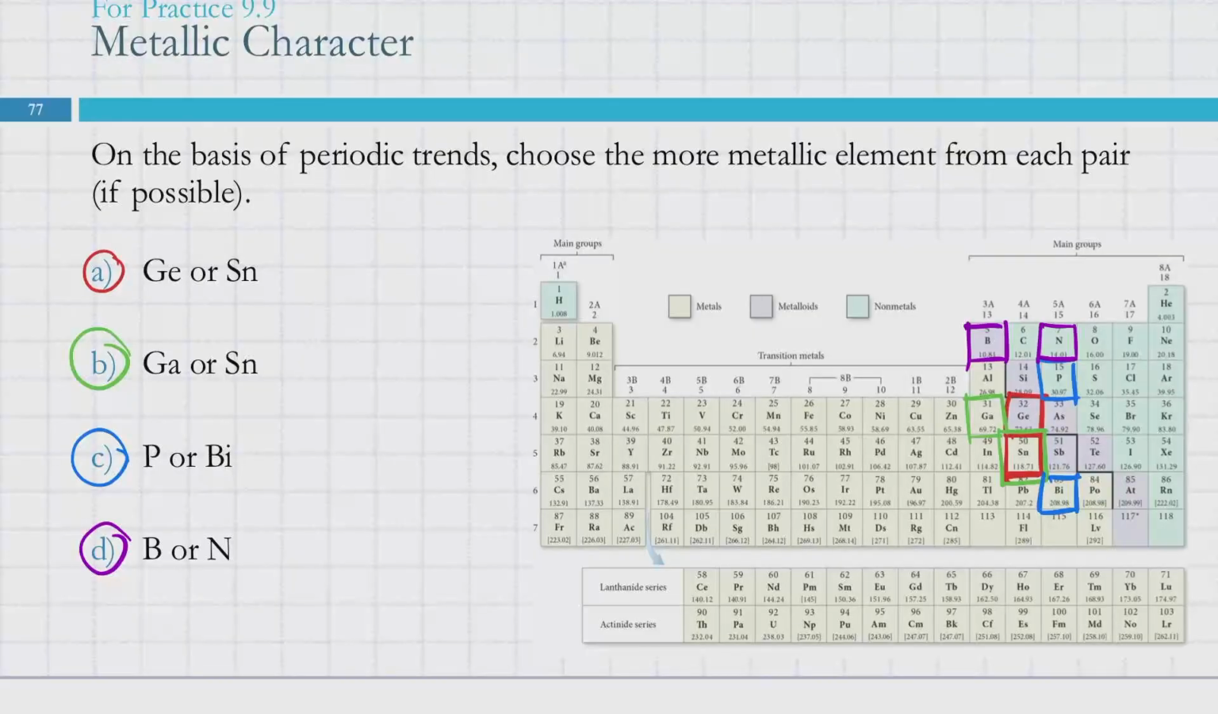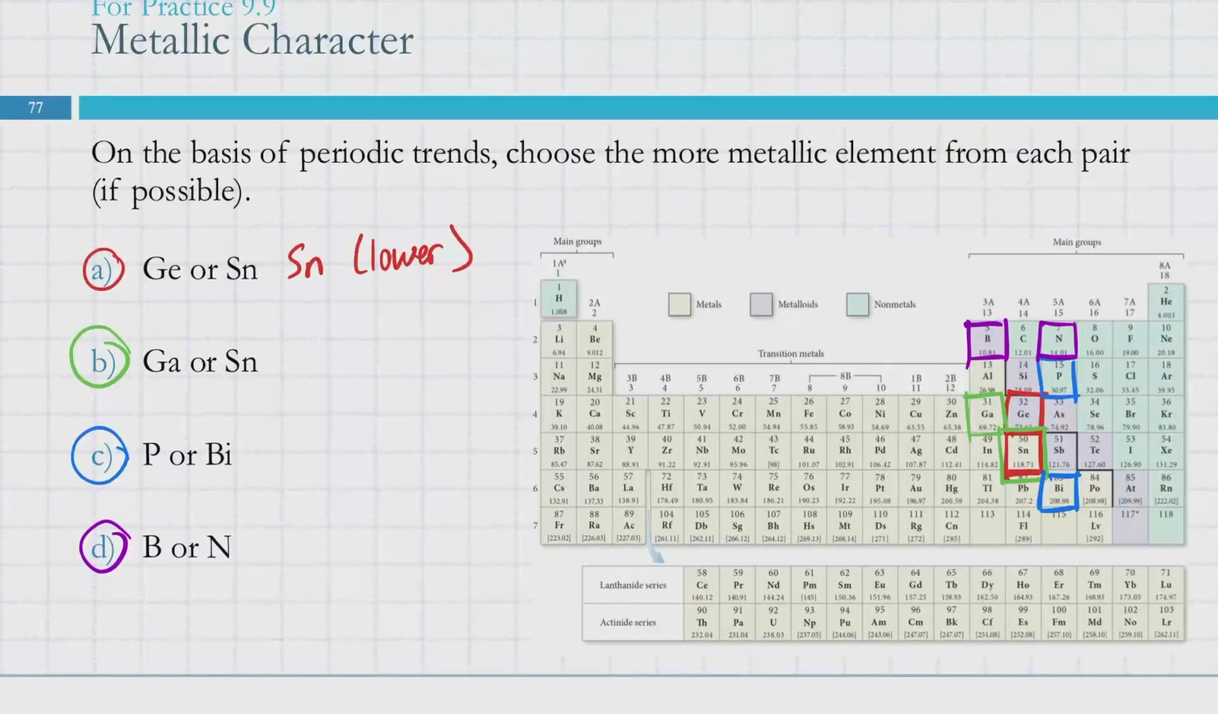All right, some comparisons. Our first one, we're comparing germanium and tin. Which is more metallic? Tin is more metallic. Tin is a metal. It's lower and in the same group, so it's more metallic. What about gallium or tin? Which one's more metallic?